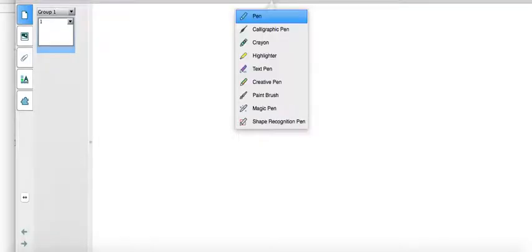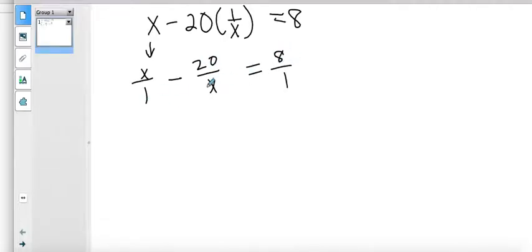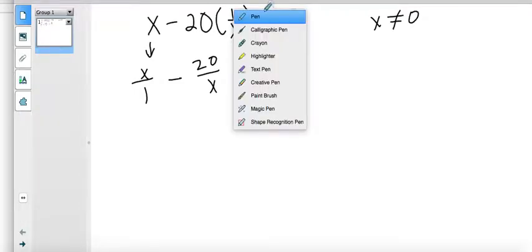All right. Our original equation was x minus 20 times 1 over x equals 8. I'm going to change this to x over 1. And then if I multiply the 20 by 1, I get 20 over x, and it's equal to 8 over 1. Now in this form, remember, no denominator can be 0, so x cannot equal 0. You always want to make sure you eliminate that choice so that if you get it as an answer, you have to reject it and not include it in the solution set.